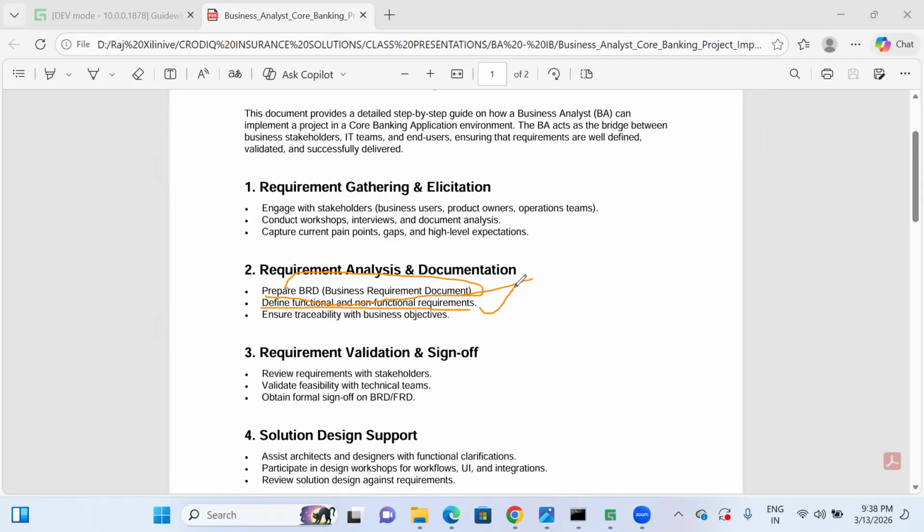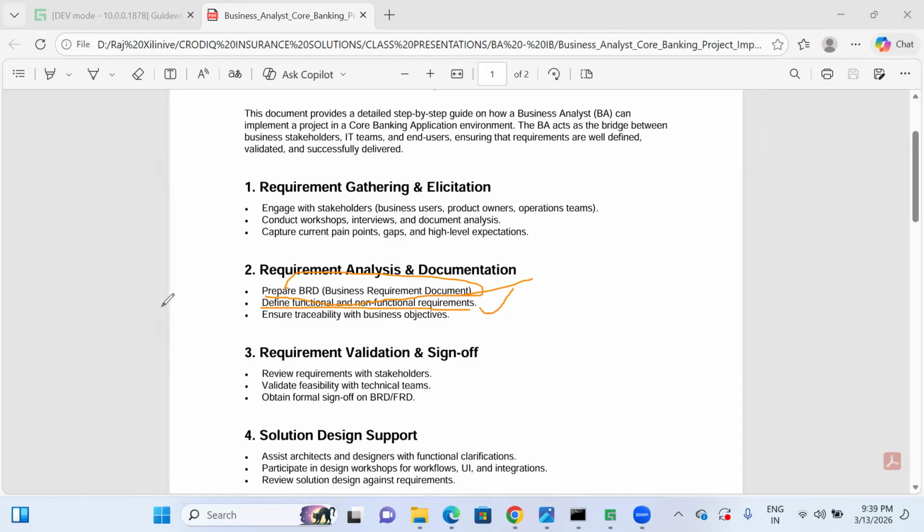Third, requirement validation and sign-off, wherein we need to review the requirements with the necessary stakeholders. At the same time, we have to validate the feasibility. Feasibility can be operational feasibility, technical feasibility, financial or budget-level feasibility, regulatory feasibility. All these things will be performed.